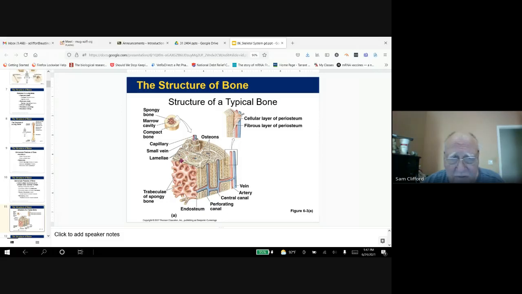The layers of bone that form the osteon are called lamellae. The parts of the network of spongy bone, the little structures, are called trabeculae. Endosteum lines the cavity, bone cavity, marrow cavity. Make sure you know what a perforating canal is, central canal, and so on.